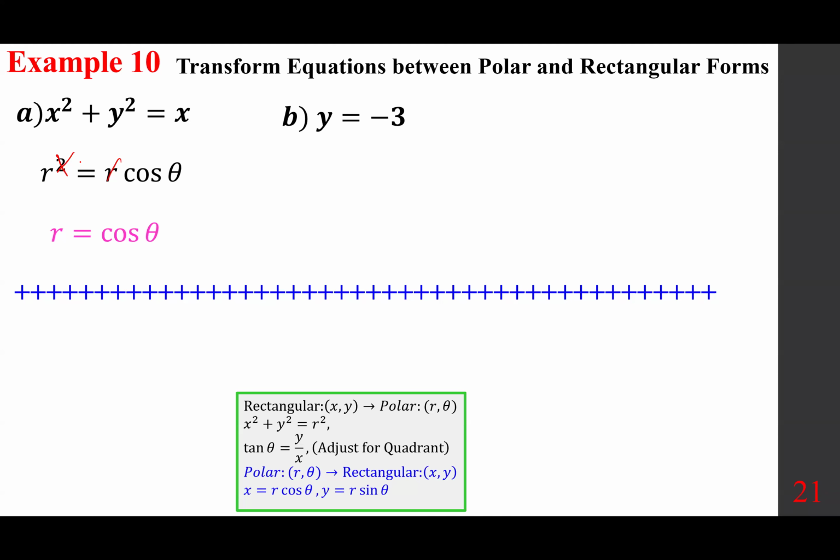Part B, y equals -3. Well, replace the y with what? r sine theta. As you know, y equals -3 is a horizontal line, right? So r sine theta equals a number, represents a horizontal line.